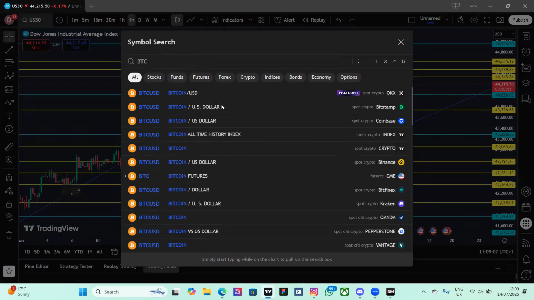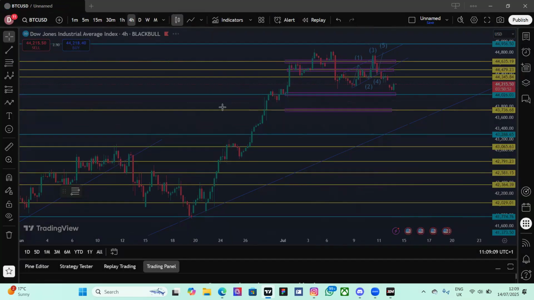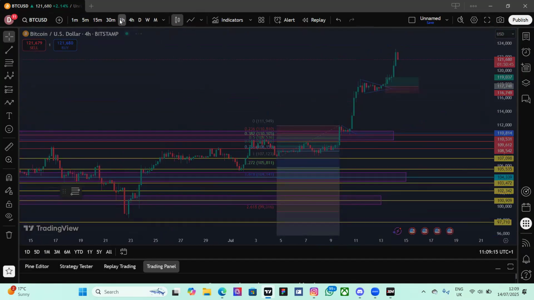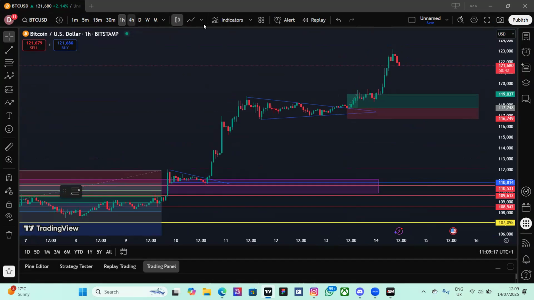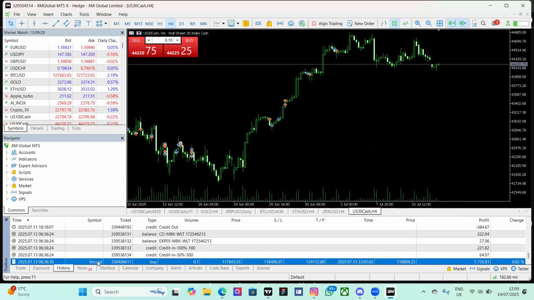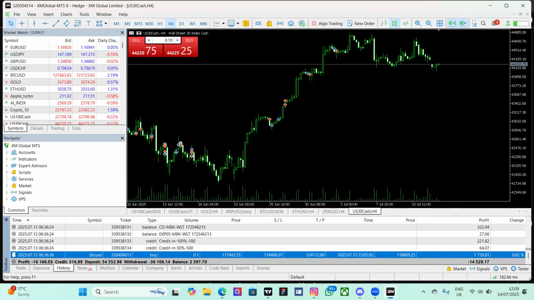I was also looking at Bitcoin because Bitcoin was really moving. I took a little bit of a short position, but I didn't hold it as long as I should have, because I would probably have been up like 8 grand, 9 grand. I cut it really short, because here's the position right here. So yeah, I cut it a little bit short, but it is what it is.